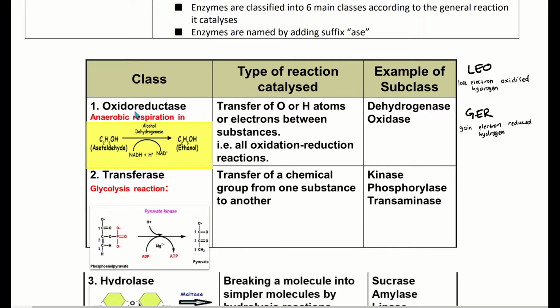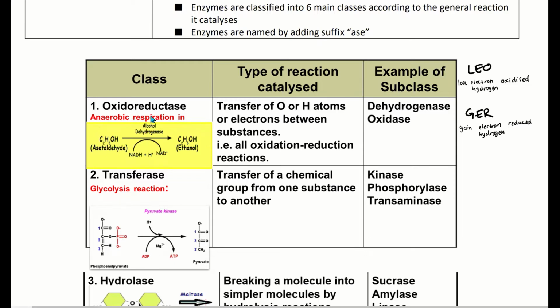Oxidoreductase. Oxido ni menunjukkan oxidation, reduct ini reduction. ASE ni enzim lah. So oxidoreductase apa reaction yang dia catalyze? Transfer of oxygen or hydrogen atom or electron between substances. Contoh awak tengok kat sini lah.